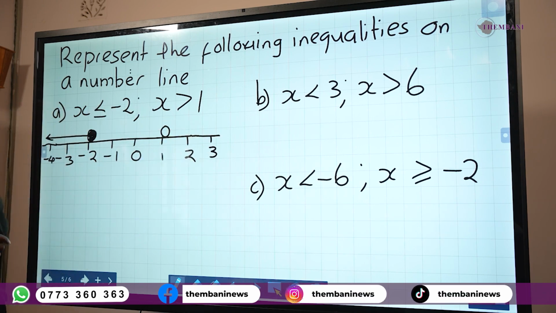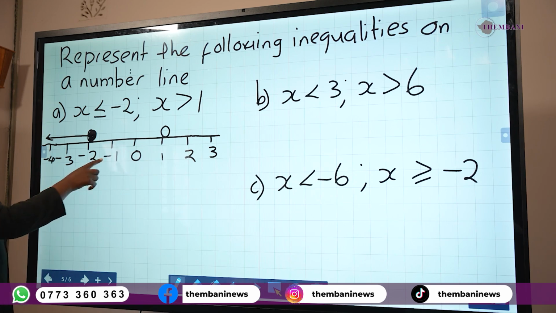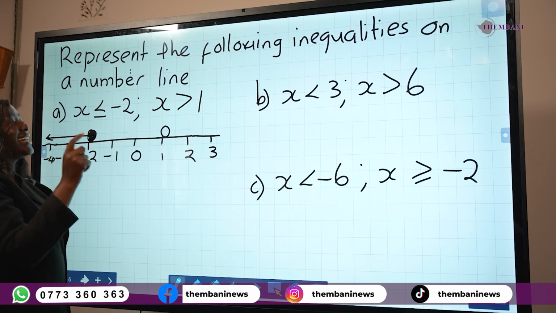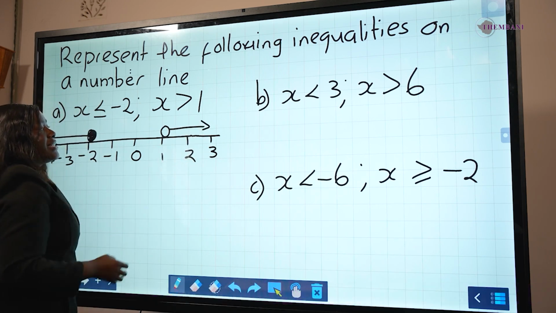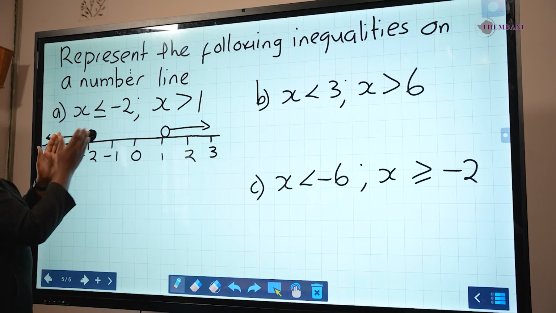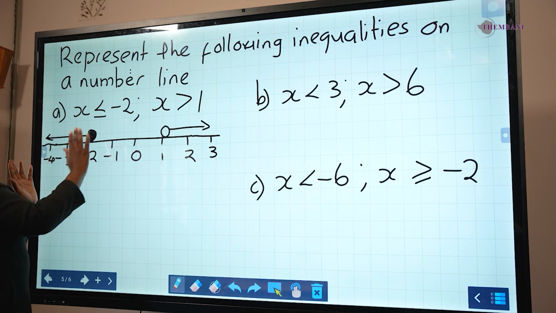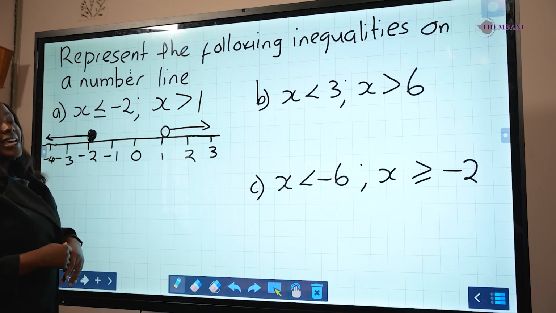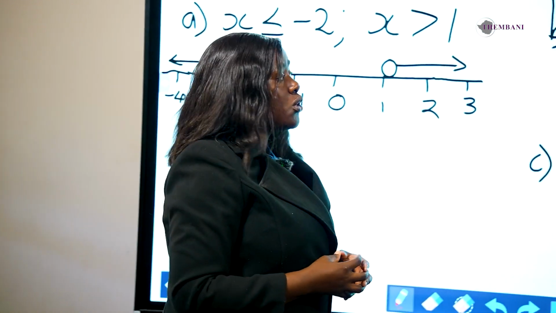So values which are greater than 1: 0 is less than 1, -1 is less than 1. So it means our arrow cannot go in this direction. It has to go to values which are greater, where we have 2 and 3. Notice these inequalities do not combine. They have a gap because this one is moving in this direction and this one is moving in that direction. Let's do another one so that you are able to follow through.